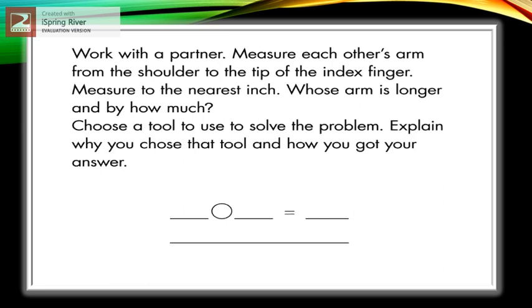This problem is key because students must choose an appropriate measuring tool to find two arm lengths, which they are to compare. Then they are prompted to write and solve an equation to solve the problem. They are also asked to explain their work.